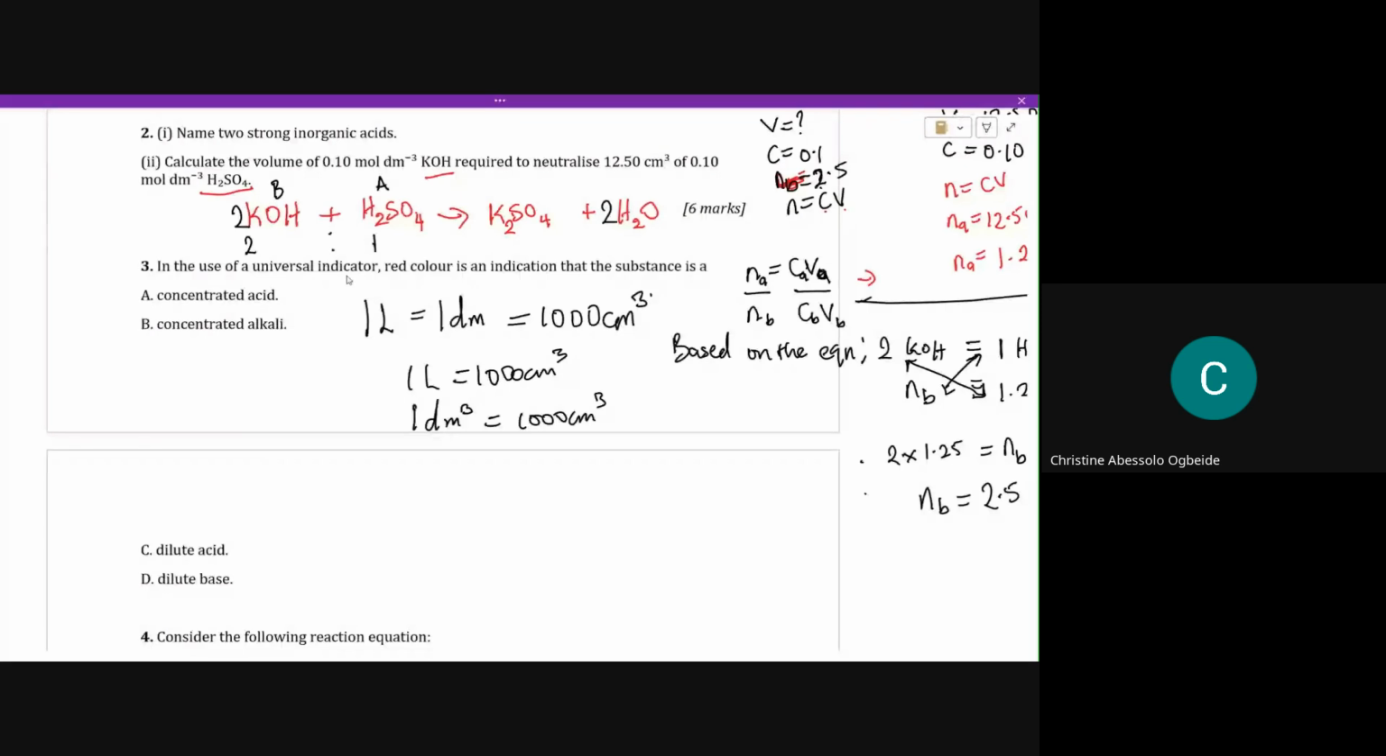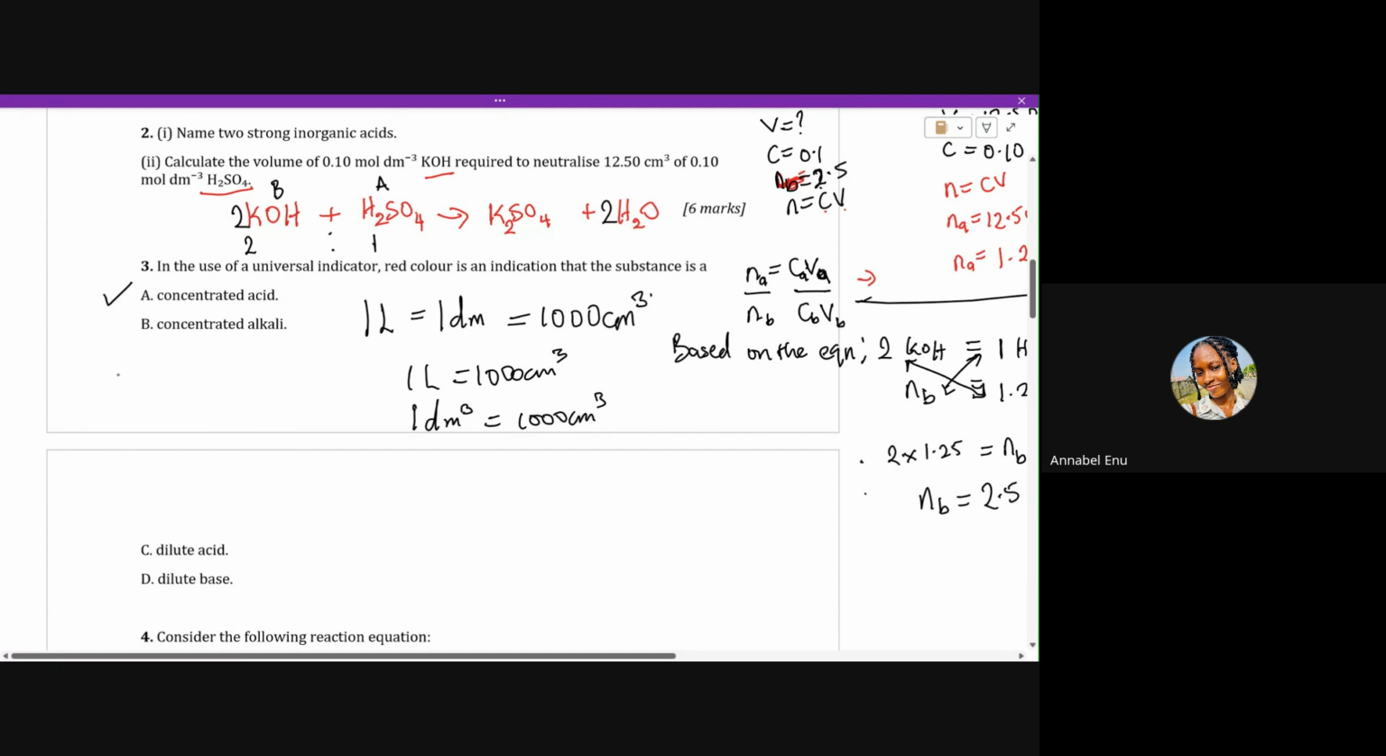Concentrated acid. Very good. Okay, so why is it concentrated acid? Why is it not dilute acid? Why? Because every answer should have a why. If there is no reason for an answer, it means the answer was not well known. But you both are correct.